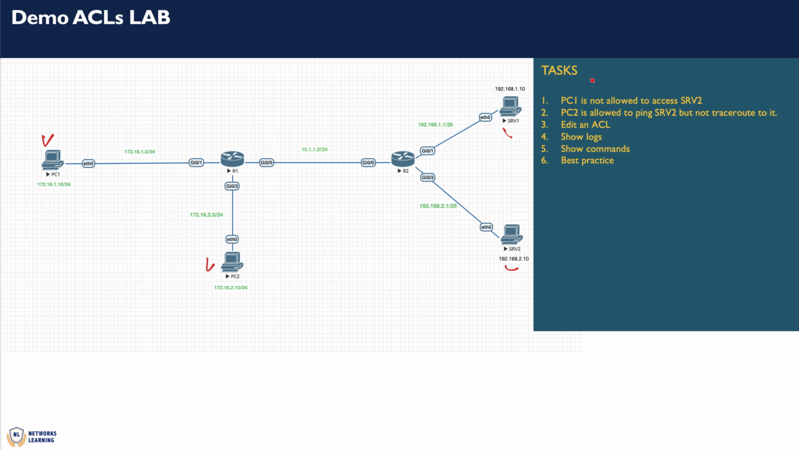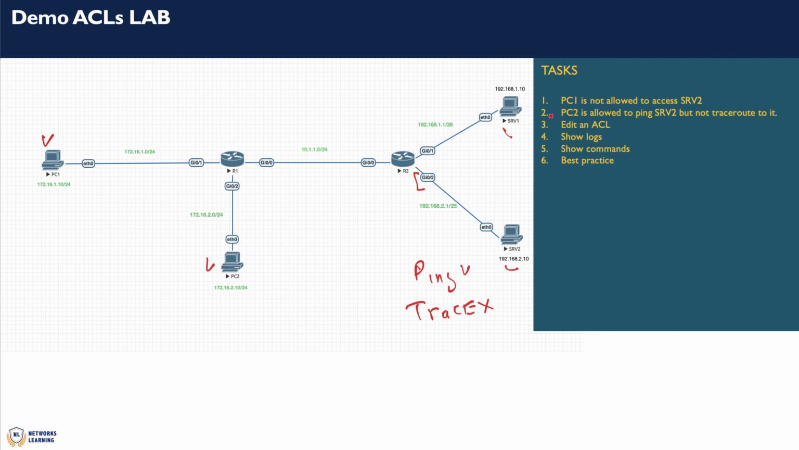The tasks are: first one, PC1 is not allowed to access server 2. So for this task, we will simply configure a standard access list and apply it on router 2 gigabit 0/2. Remember, for standard access list, you have to apply the access list as close as possible to the destination. On the second task, PC2 is allowed to ping server 2. So ping is allowed, but trace is not.